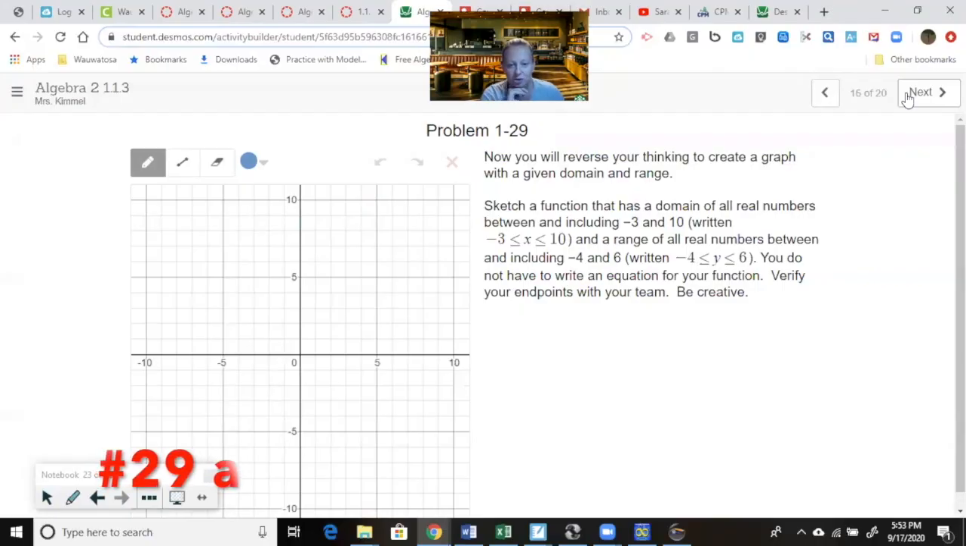Okay, problem 1-29. Sketch a function that has a domain of all real numbers between and including -3 and 10, so from -3 to 10 for x, and for y from -4 to 6. You do not have to write the equation for your function, just verify your endpoints with your team.